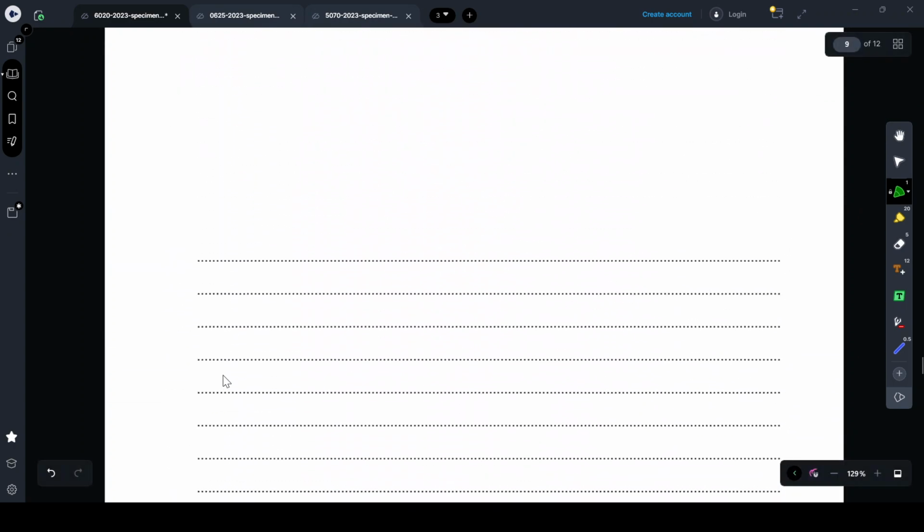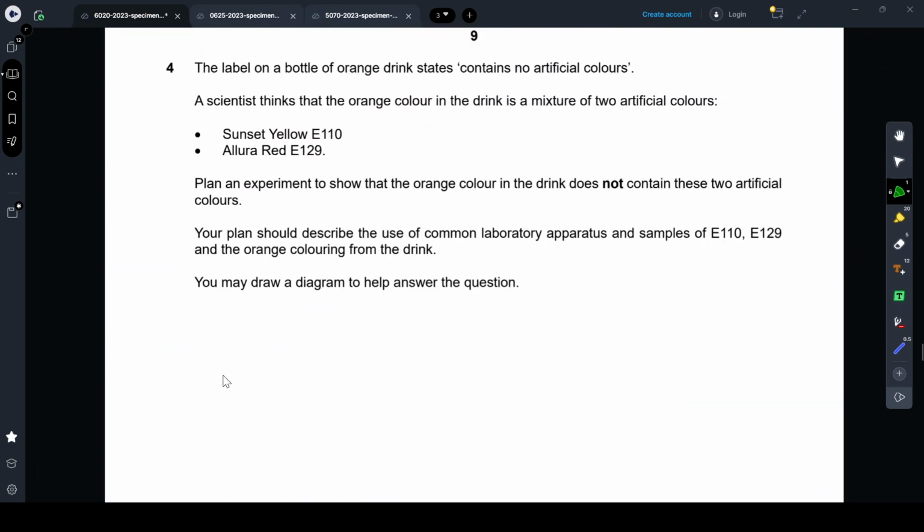And finally, the planning for 6 marks. The label on a bottle of orange drink states it contains no artificial colors. A scientist thinks that the orange color in the drink is a mixture of two artificial colors, sunset yellow and allura red. Plan an experiment to show that the orange color in the drink does not contain these two artificial colors. Your plan should describe the use of common laboratory apparatus and samples and the orange coloring of the drink.